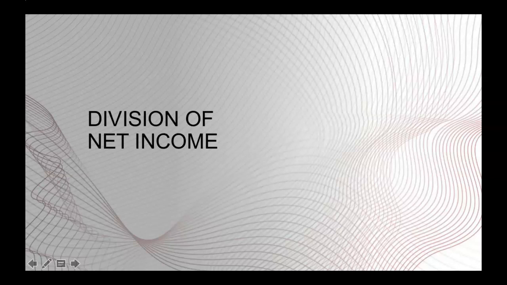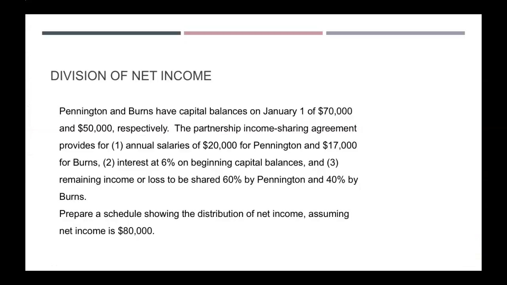Let's work through an example problem for the division of net income in a partnership. So the problem says Pennington and Burns have capital balances on January 1st of $70,000 and $50,000 respectively. The partnership income sharing agreement provides for annual salaries of $20,000 for Pennington and $17,000 for Burns, an interest at 6% on beginning capital balances, and the remaining income or loss will be shared 60% by Pennington and 40% by Burns. So we need to prepare a schedule showing the distribution of net income, assuming that net income is $80,000.